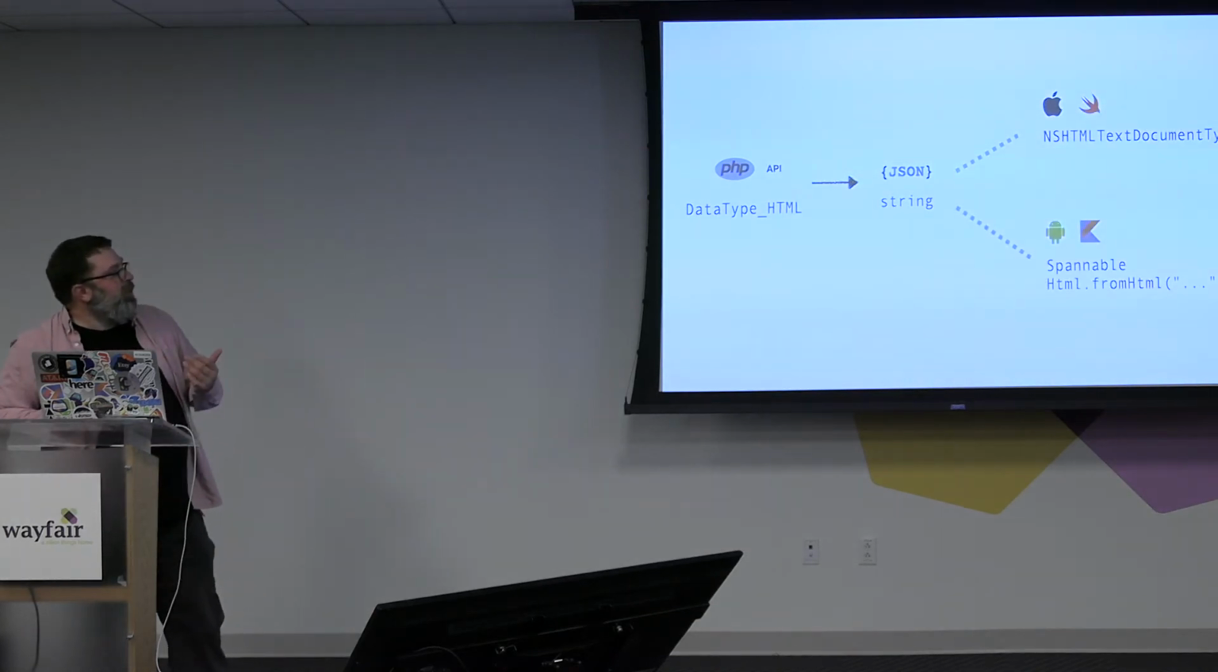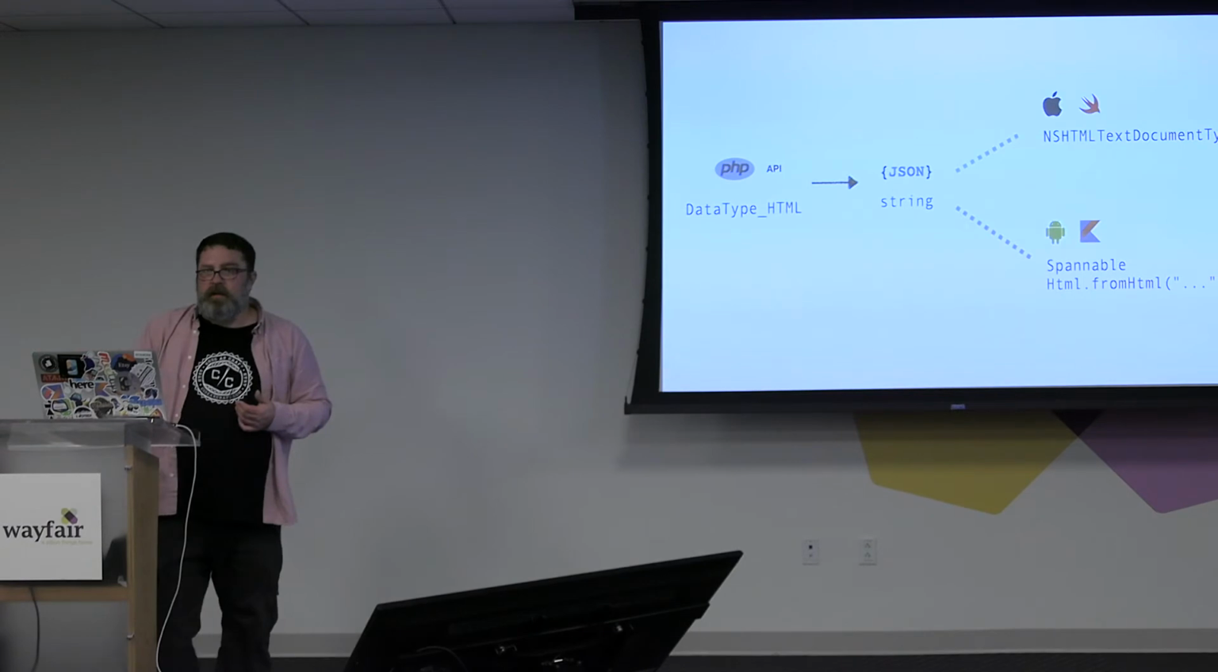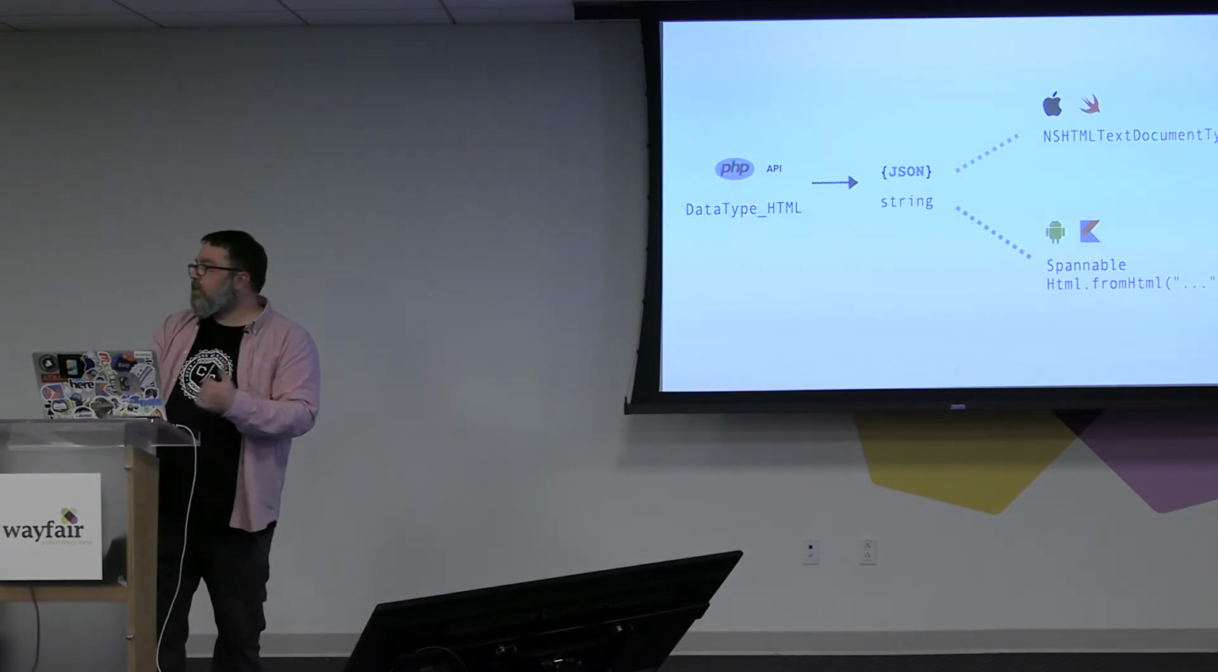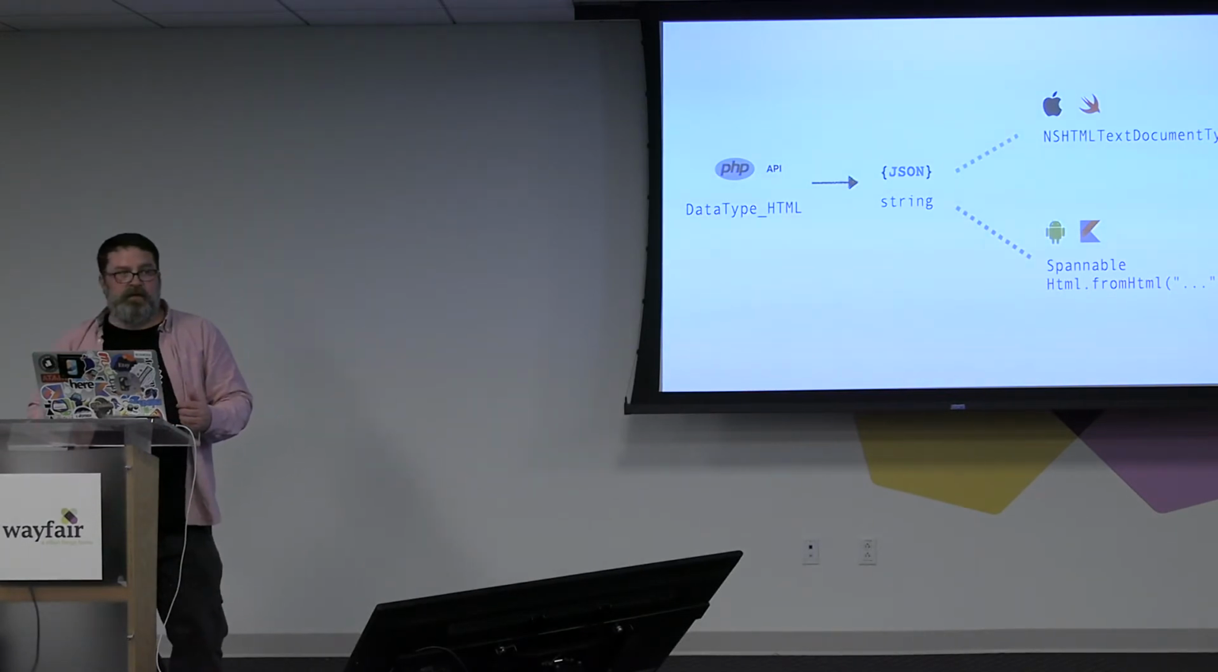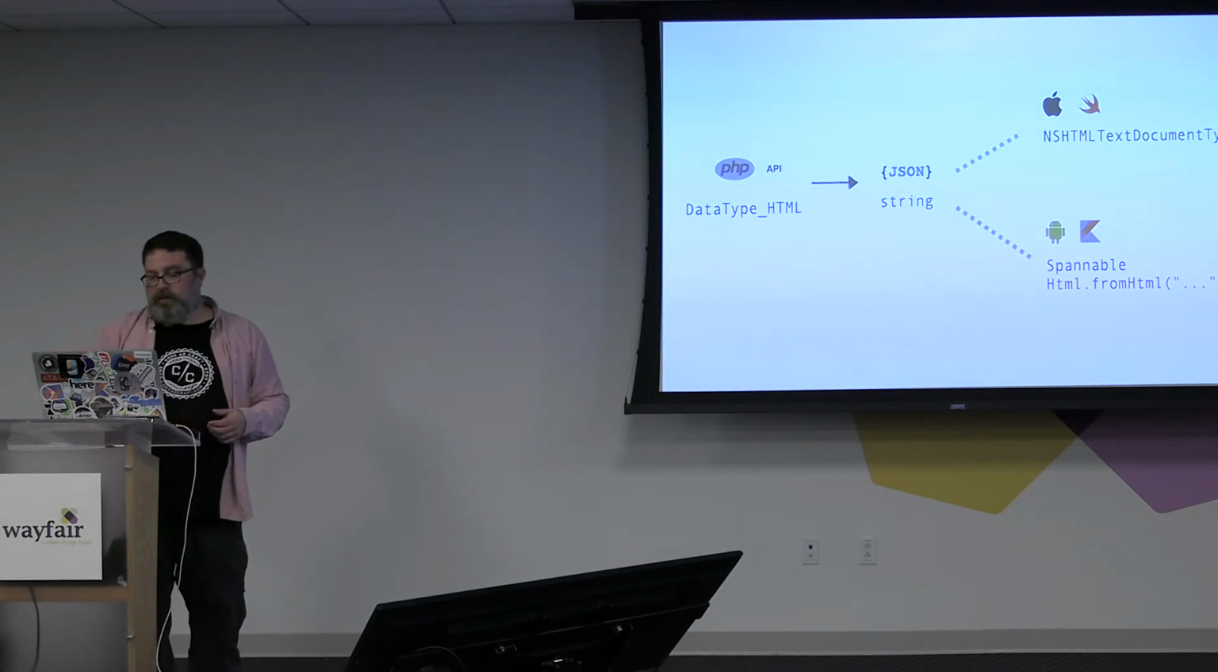So essentially, we have this type information on the API. Our API engineers took the time to say, okay, we know we're going to be sending you a string with HTML in it, so we'll call it data type HTML. And then as soon as we put that into JSON, it's just a string. We don't actually know what it is anymore. And the way we handle that is different on iOS and Android. So how do we solve that?